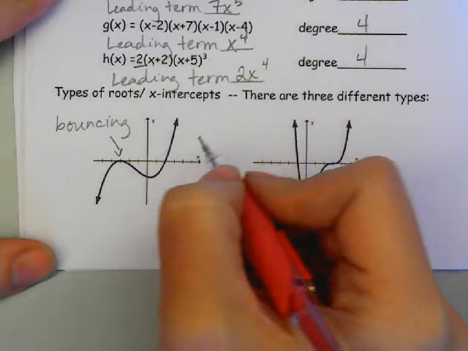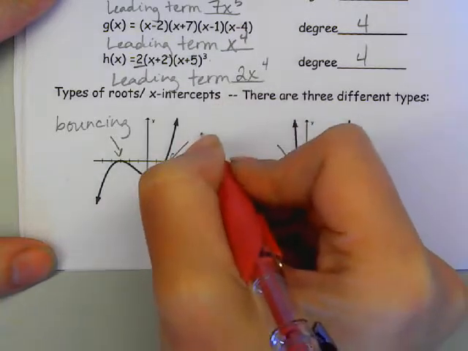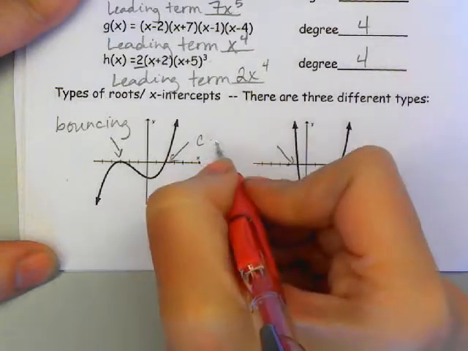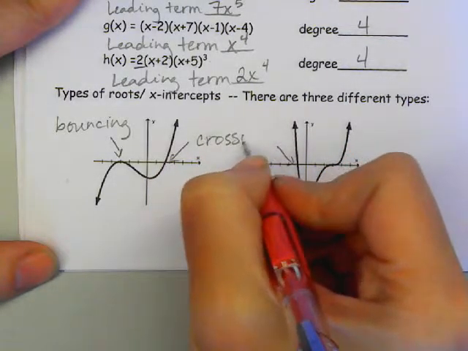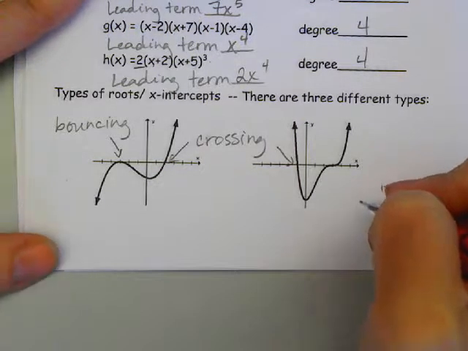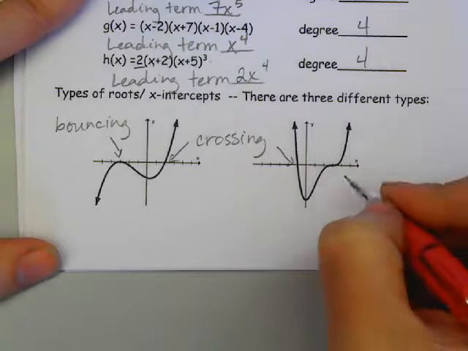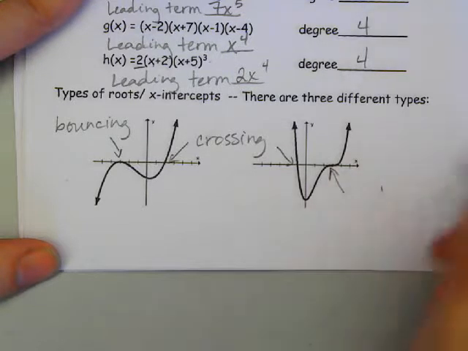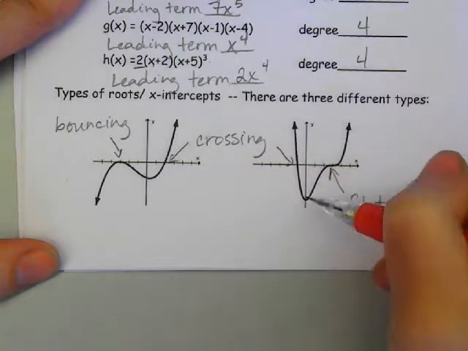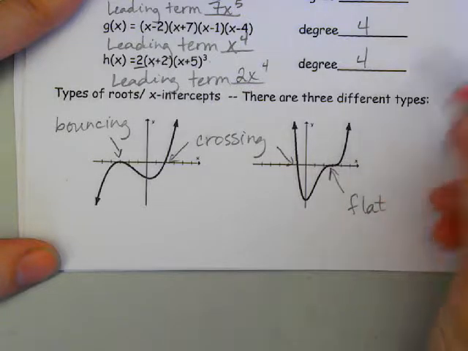When it just goes straight through the x-axis, like this one and this one, those are simply crossing roots. There are more official terms for them that we'll talk about later, but for now we're just referring to them as bouncing, crossing, and then we have flat. So it's continuing in the same direction, but for a time, it flattens out at the x-axis.